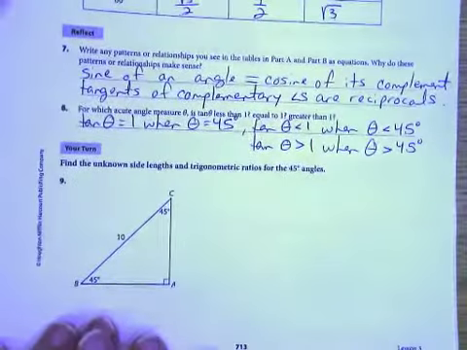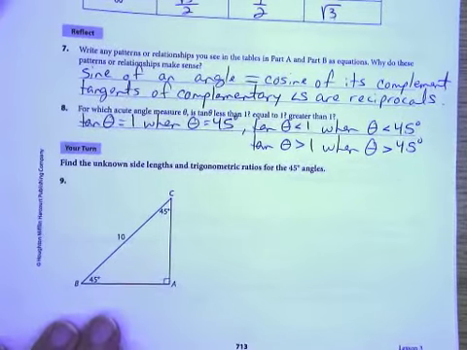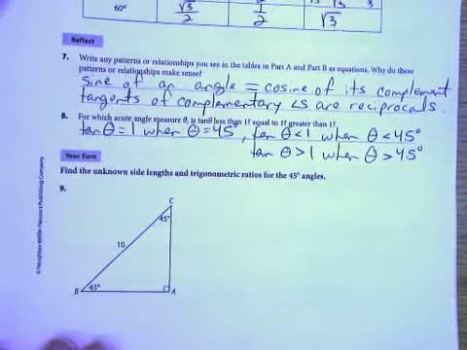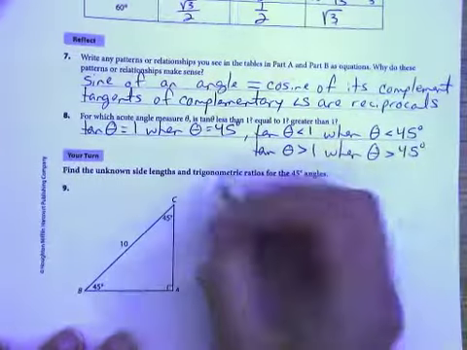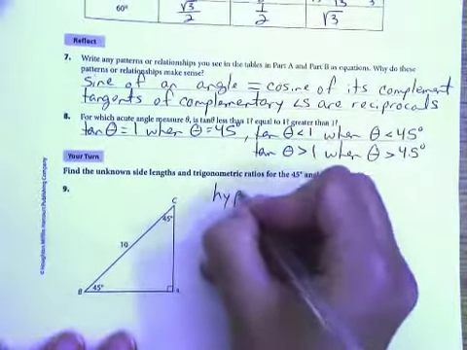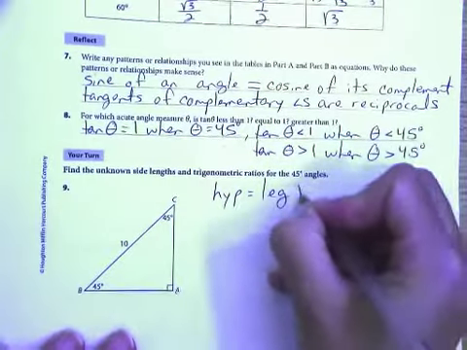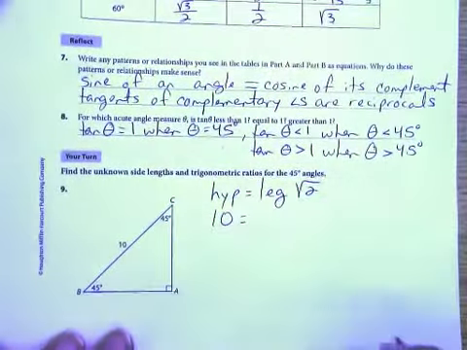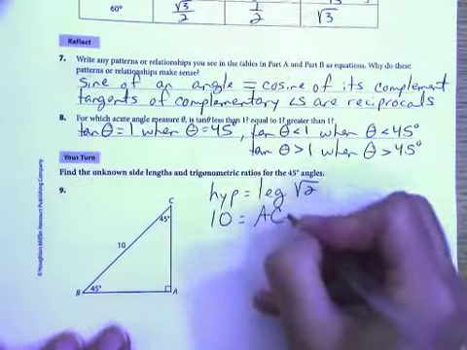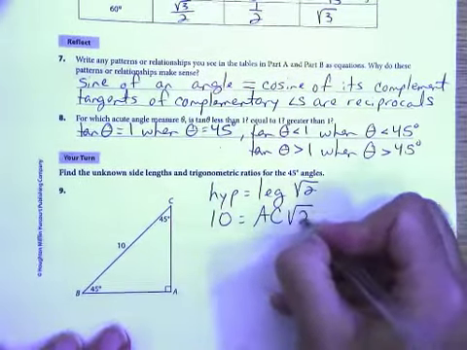We're asked here for the unknown side lengths and trig ratios for the 45-degree angles. Well, first let's find the side length. Like I said, there's a 45, 45, 90. So I know that the hypotenuse equals leg times radical 2. So 10 equals AC times radical 2.